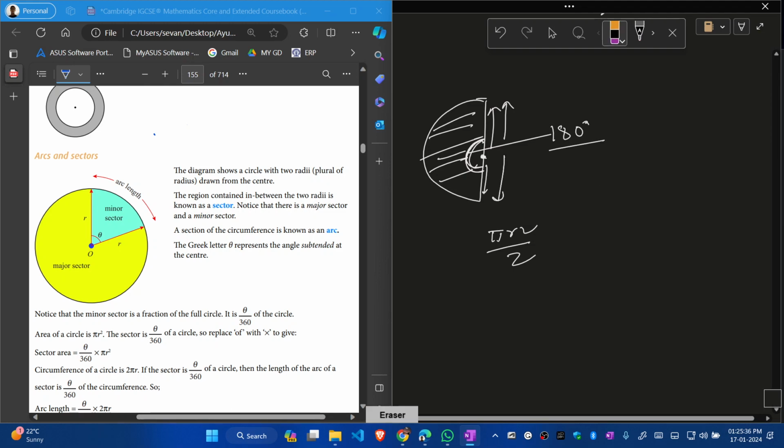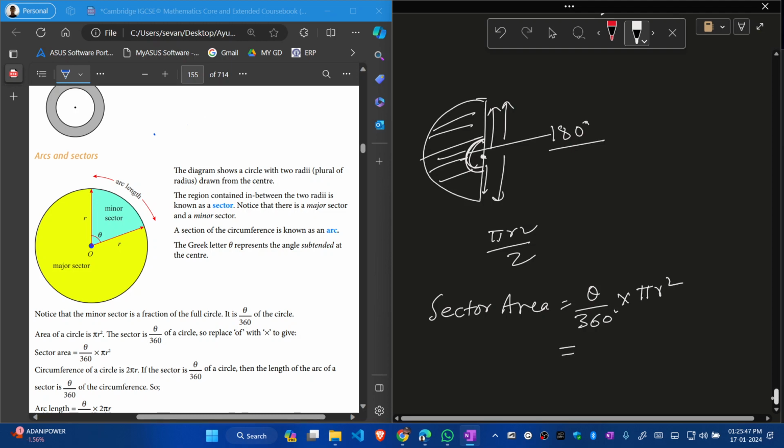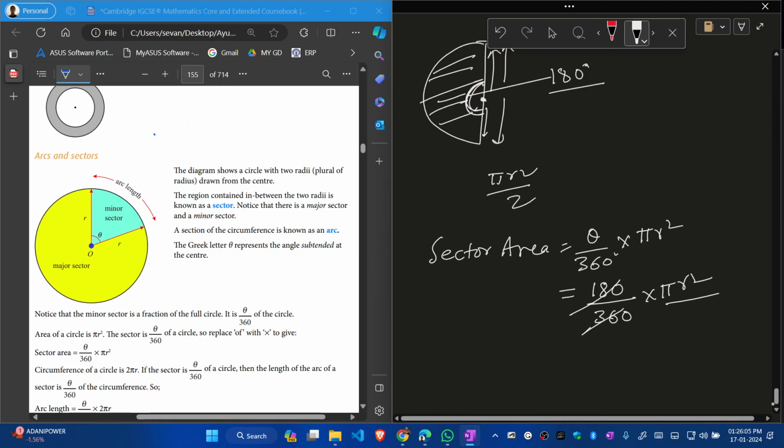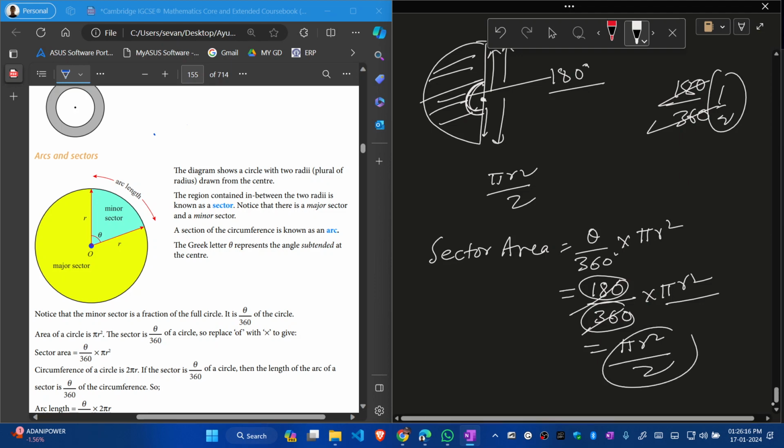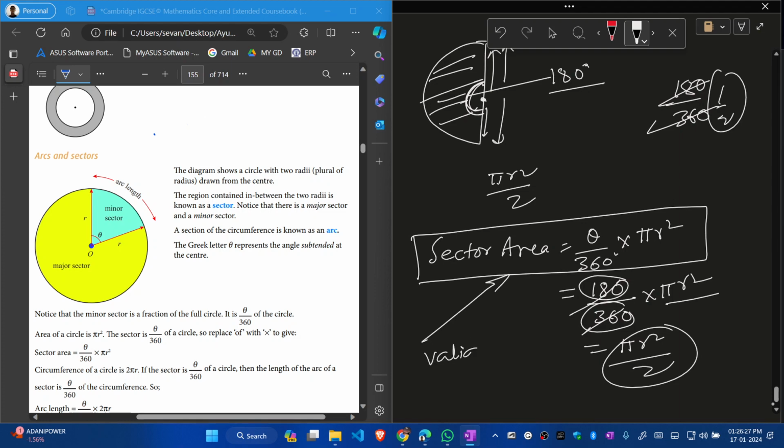The sector area I told you is theta over 360 into pi r square. So in this case, instead of theta, we put 180, and r can stay the same. It can be any value. Can you see this 180? It is just half of 360, so this is one half actually. That's why the area also comes out as pi r square by 2. Now you understand the validation of this formula, how it is valid.